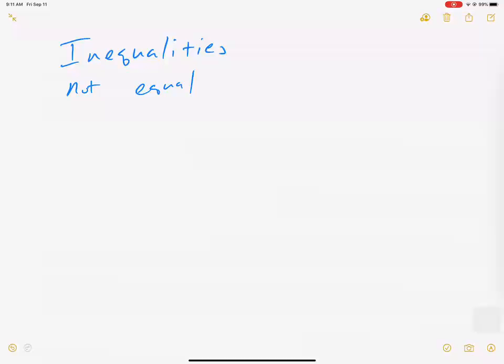Okay, so the idea of inequalities is not equal. So instead of just saying x is equal to 3, we can say x is greater than 3. And that means on a number line that the answers that work for x are numbers that are greater than 3. So we draw an arrow on 3 and up.